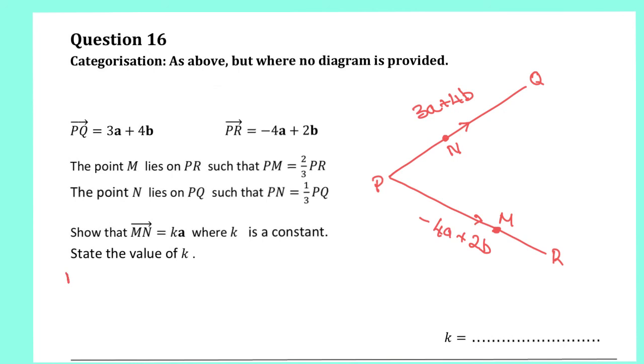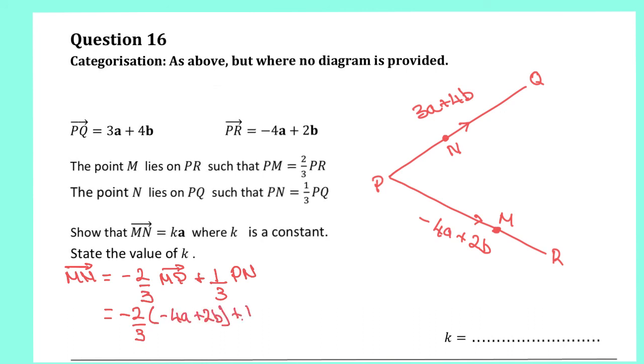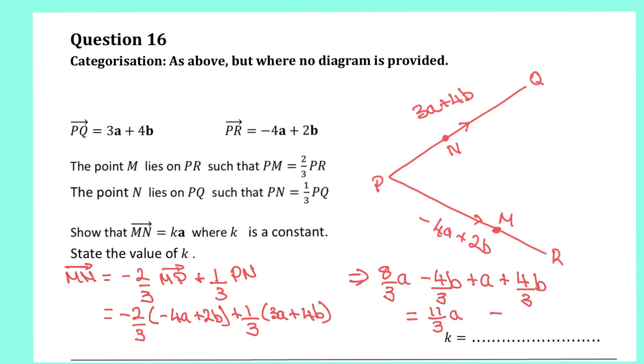Now we need to find vector MN. So vector MN is equal to minus 2/3 MP plus 1/3 PN, which is equal to minus 2/3 times minus 4a plus 2b plus 1/3 times 3a plus 4b, which is equal to 8/3 a minus 4/3 b plus a plus 4/3 b, which is equal to 11/3 a. Therefore, k is equal to 11/3.